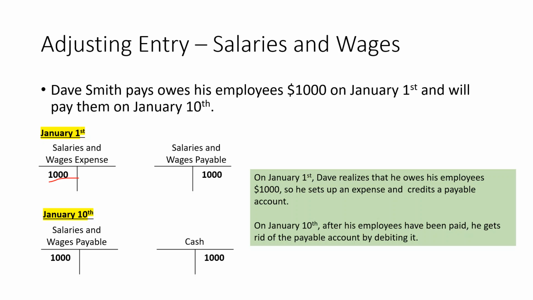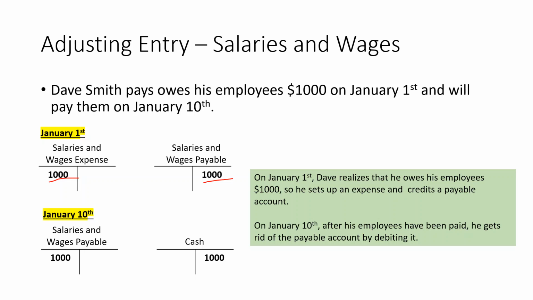We know that we have to pay them $1,000. But we also know that we're not going to pay them on January 1st. We're going to pay them on January 10th. So for now, they're a legal obligation, which means they are a payable. Salaries and wages payable, and to increase a liability and obligation, you credit it.